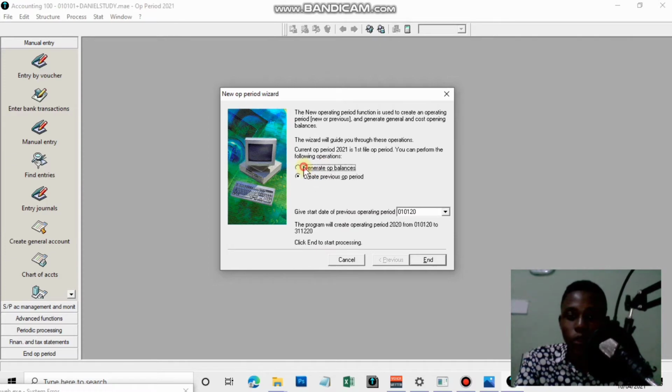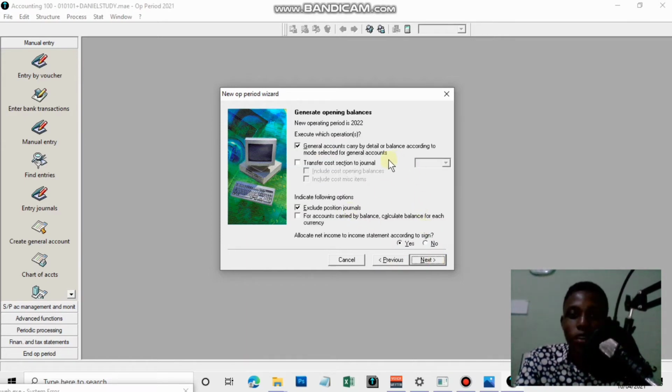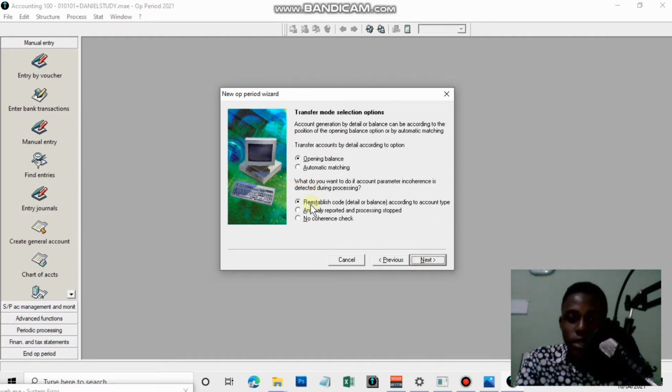You're going to come here. I'm going to click on next, generate, because we need to generate the operating balances. Come here on generate. Now here you take no for "please allocate the net income to the net statement according to sign." You take next. Now here you say no, correct, because it asks what you want to do if account parameter incurrence is detected during the process. You click on next.